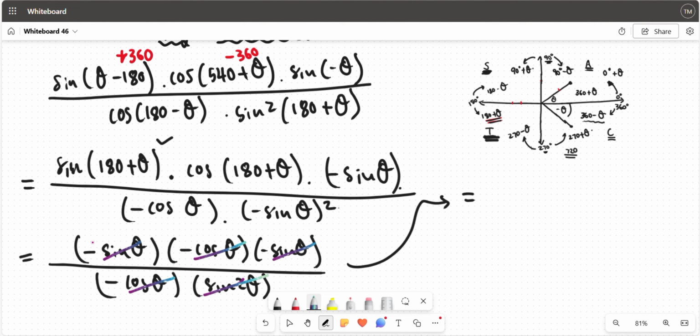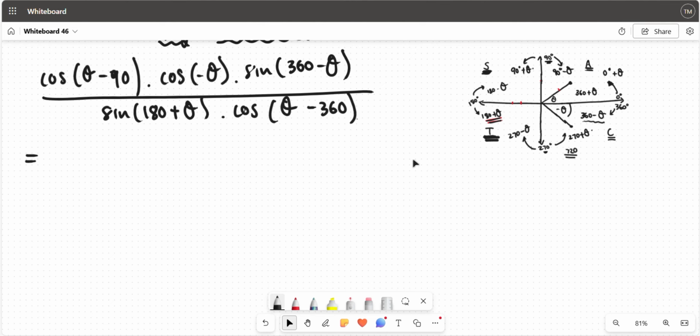So what I'm left with is a negative times a negative times a negative. So I end up with a negative 1 at the top, and at the bottom I also have a negative 1. And if you divide these, you get a positive 1 as your final answer. So I hope you see how all of this could come into play. Let's do one where there are some co-functions in there.